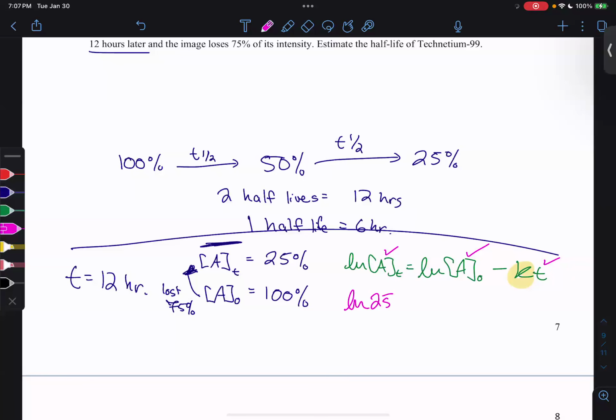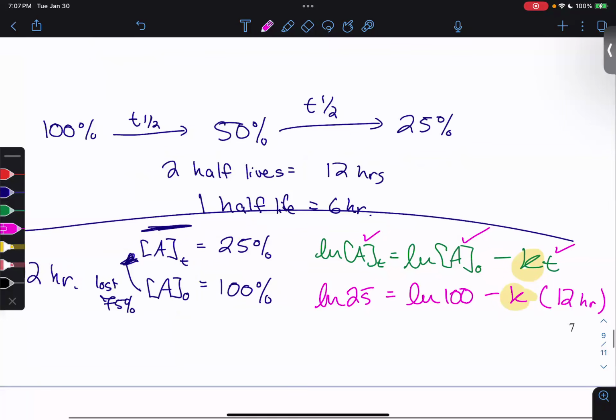Natural log of 25 equals natural log of 100 minus k, that's what we're solving for, times t, so times 12 hours. I know that these are percentages, but regardless if you put 25 and 100 or 0.25 and 1, you will get the same answer, I promise. I just am lazy and don't feel like writing decimal places. If you solve for that, you get that the rate constant of this reaction is 0.1155 hours to the negative 1.